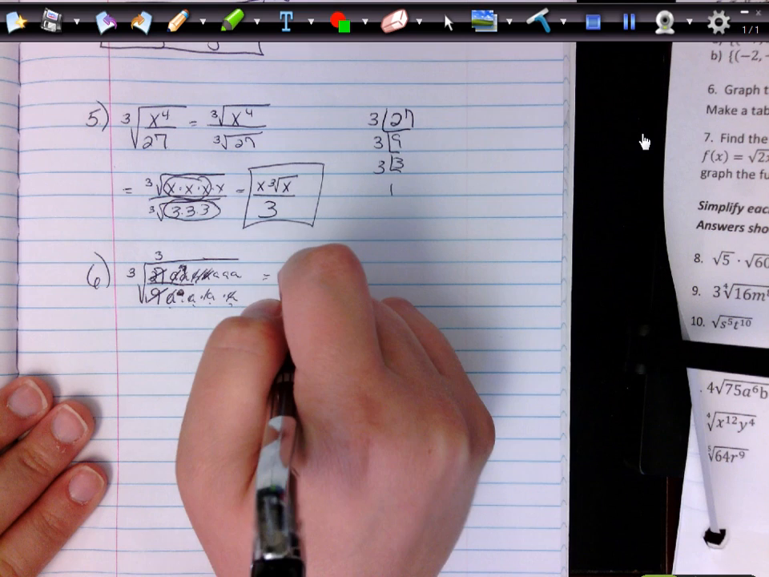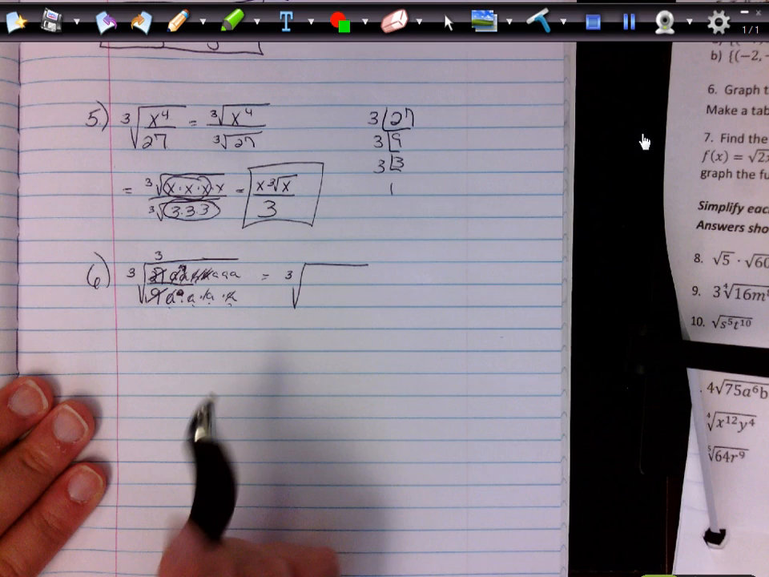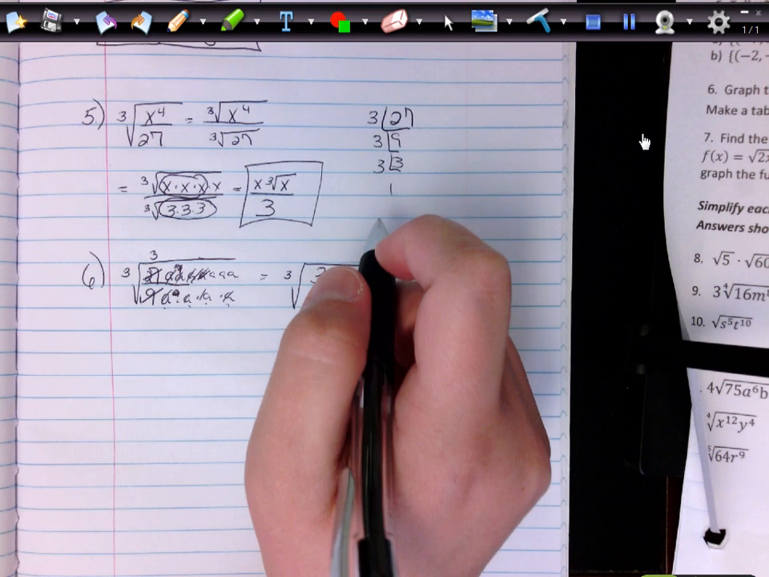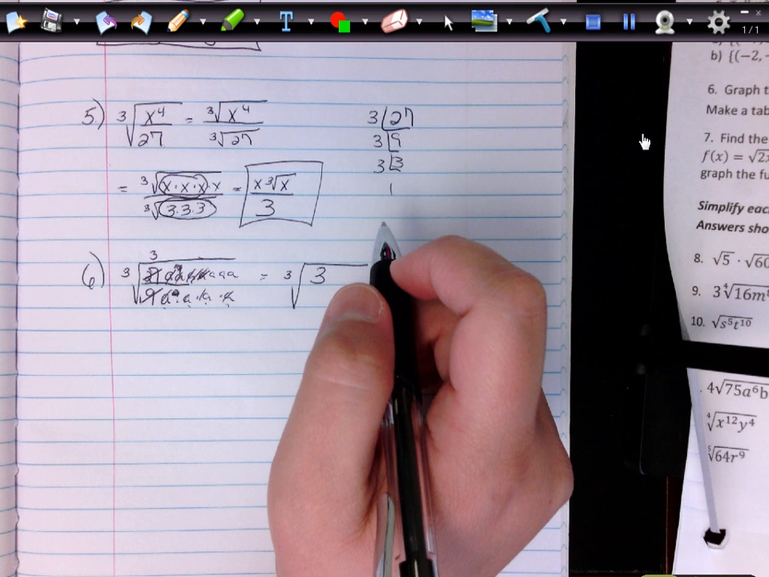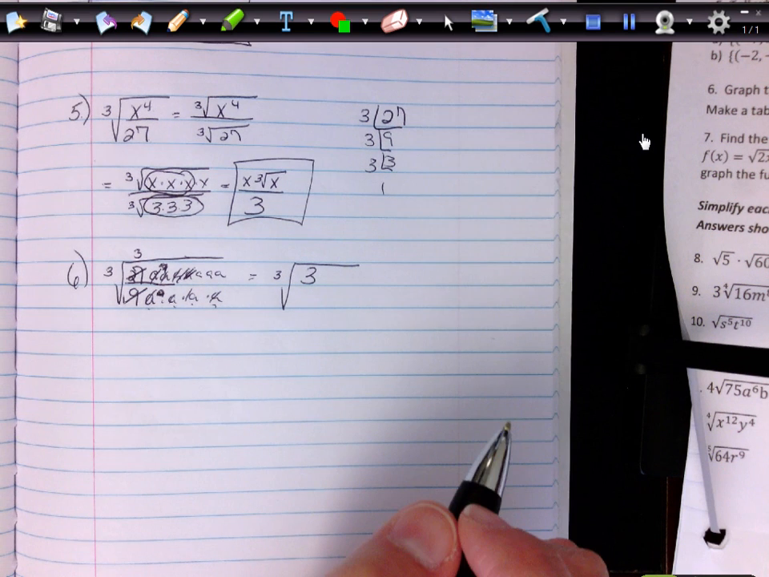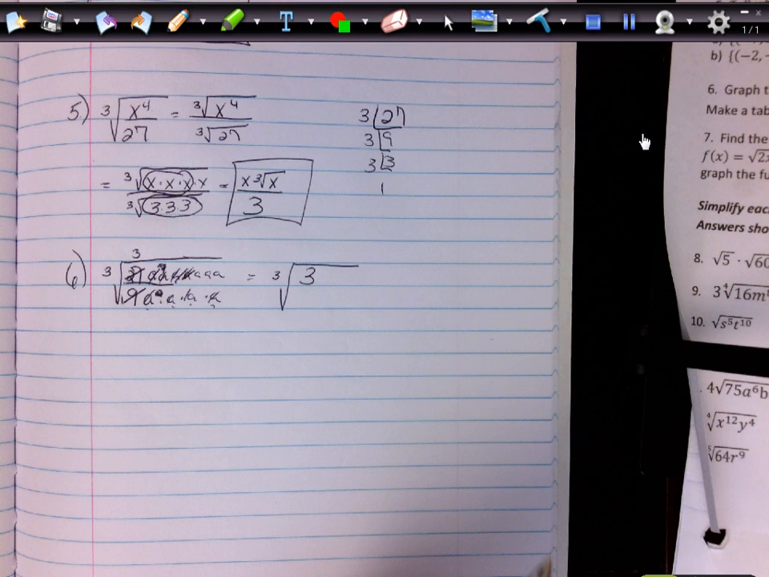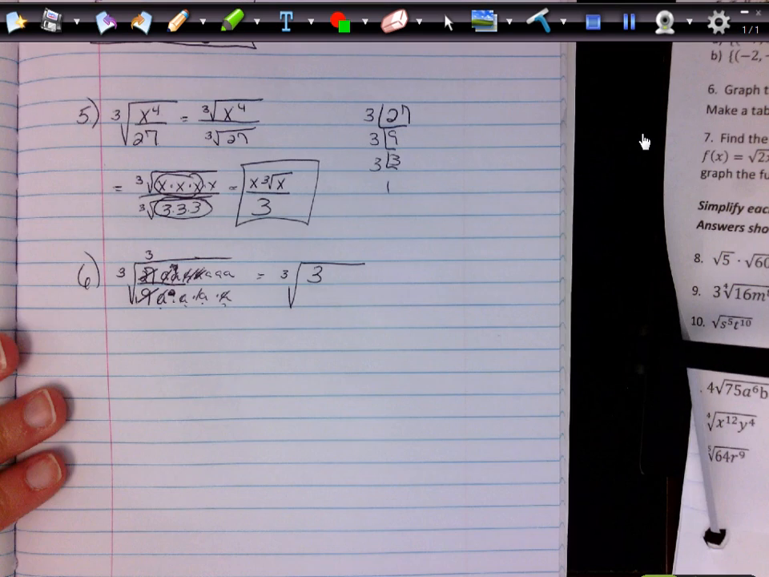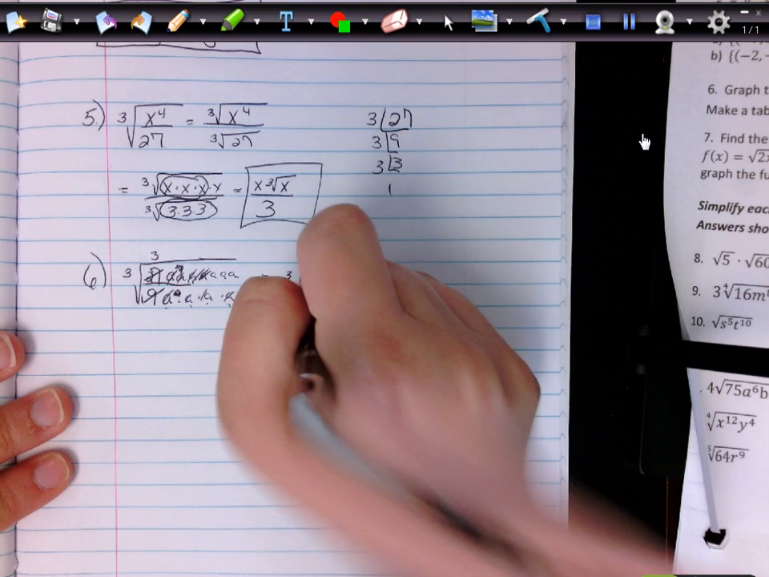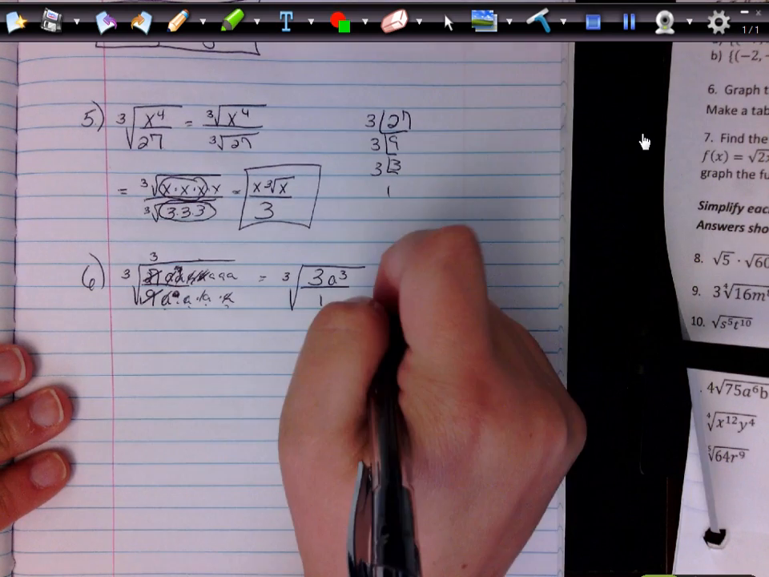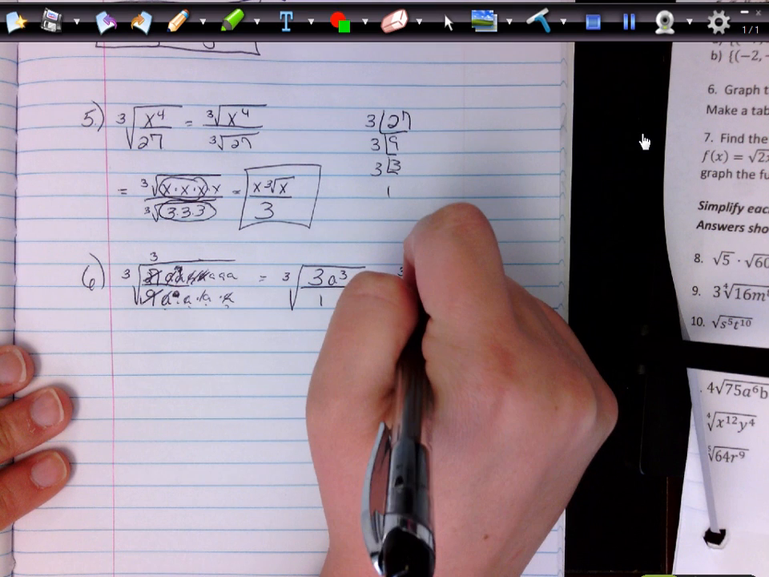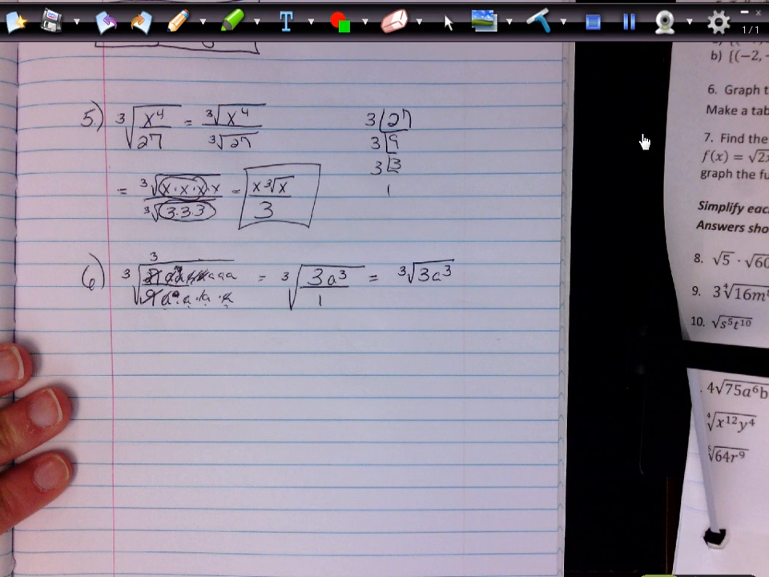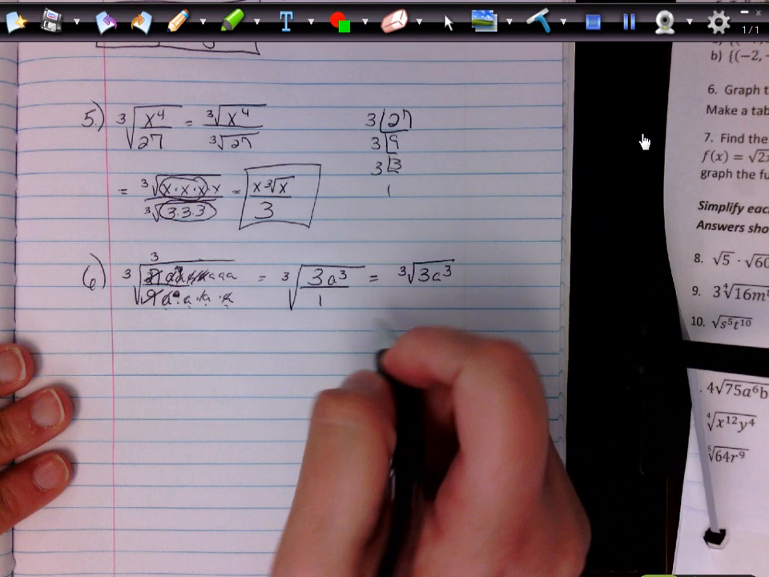I have the 3rd root. I have a 3 and 3 a's left on the top. I don't have anything but a 1 left on the bottom. So since I don't have anything but the 1 left, I can just change this to the 3rd root of 3a to the 3rd. I don't need that 1. So my denominator went ahead and canceled itself here because it was just 1.